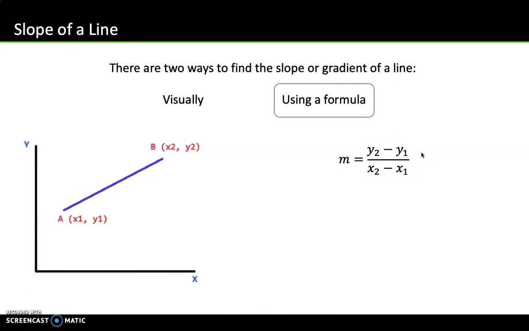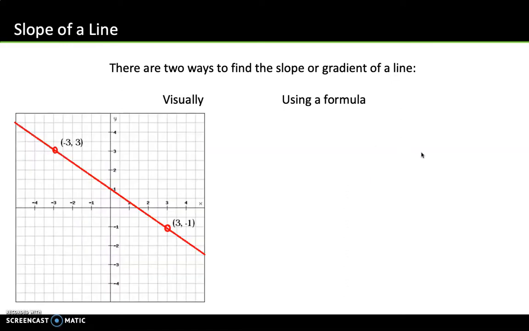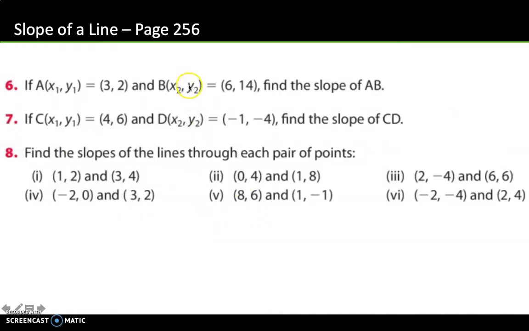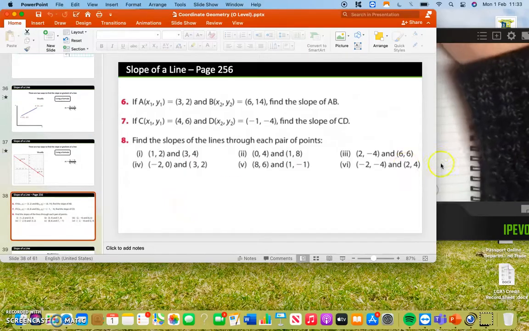Okay? So I'm going to go through 3 different examples on the visualizer, and then you'll have 6 questions to do for homework. So the first one is going to be using these 2 points here. I've got the point minus 3, 3 and the point 3, minus 1. And then I'm going to go through question 6 and question 7, and question 8 is for you guys to do. Okay, so I'm going to get out of this and into the visualizer.